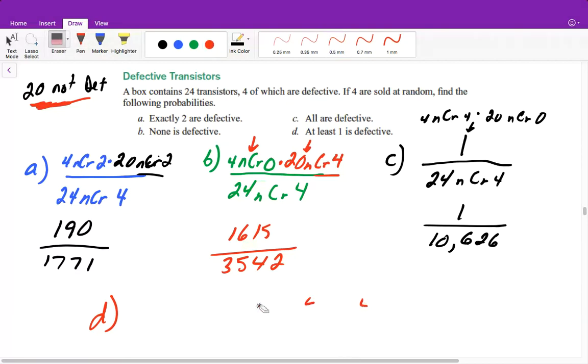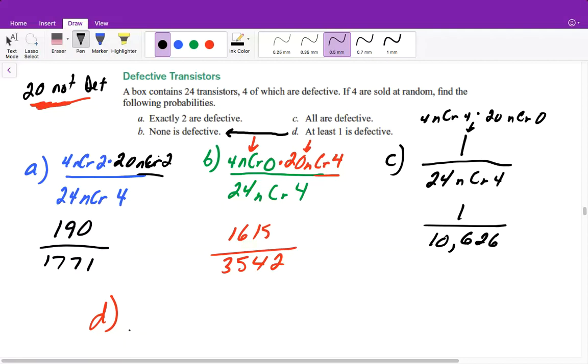But we learned in the previous section that when we are finding at least one defective, if we can find that none are defective, we take its complement. So we already found that none are defective, and that was our section B.